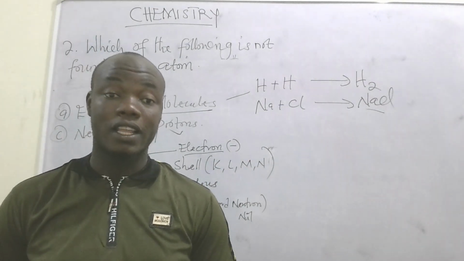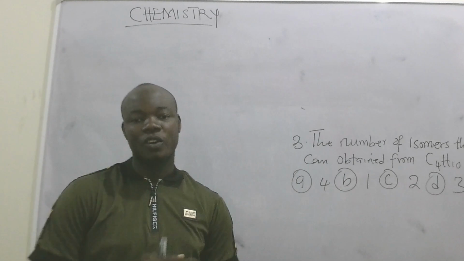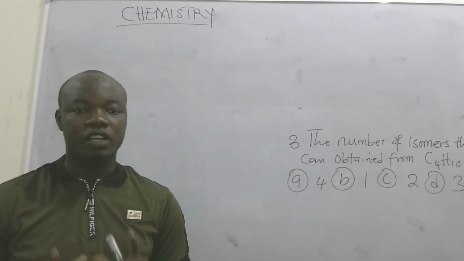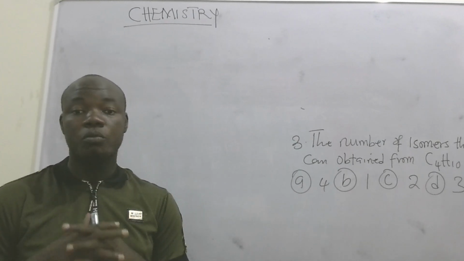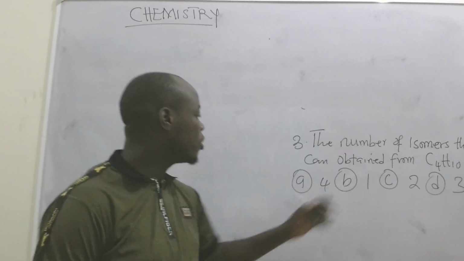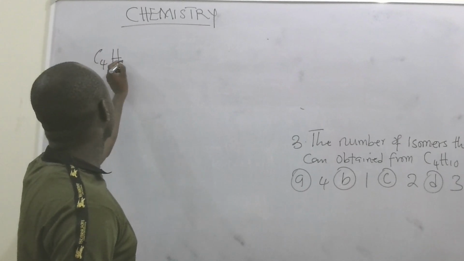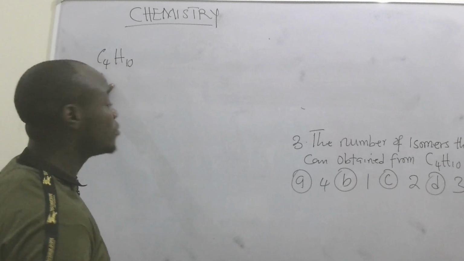We are now going to look at the next question. This is another question that we are going to look at. The question says: the number of isomers that can be obtained from C4H10. And of course, from the compound here, we can see that in C4H10 we only have carbon and hydrogen.